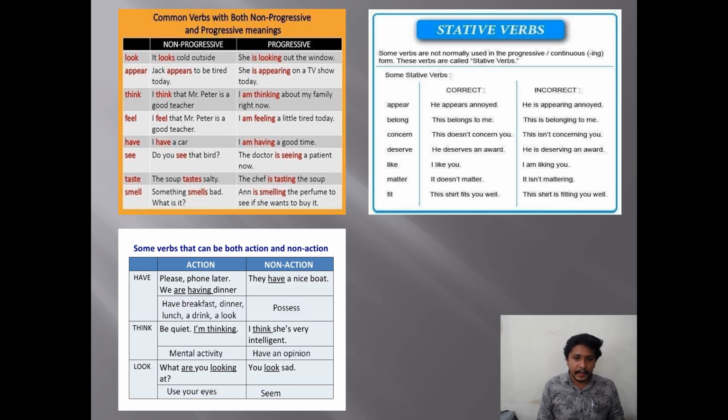Appear. Jack appears to be tired today. It is a state verb. But she is appearing on a TV show today. That means it shows a physical activity. So these are the examples. Just go through these boxes and understand the difference between state verbs and the continuous form of verbs.